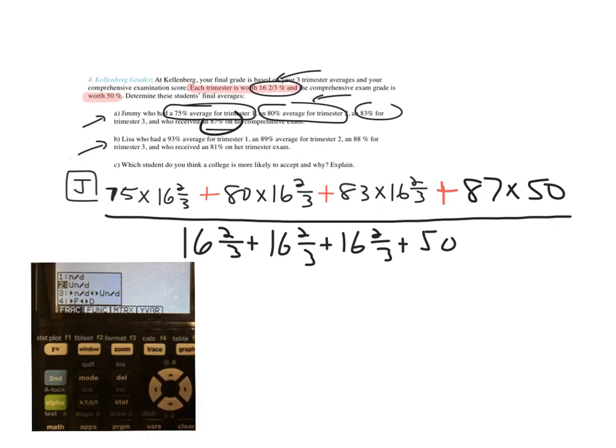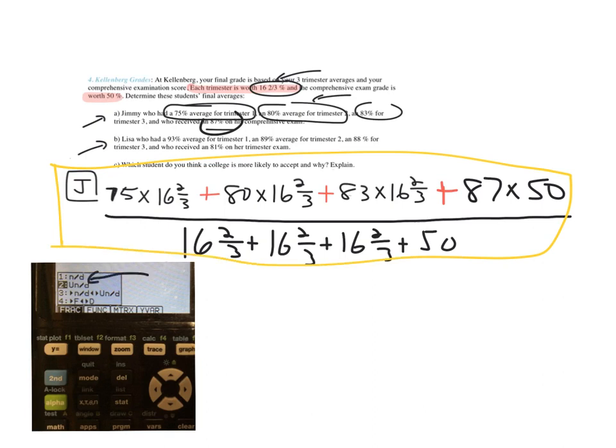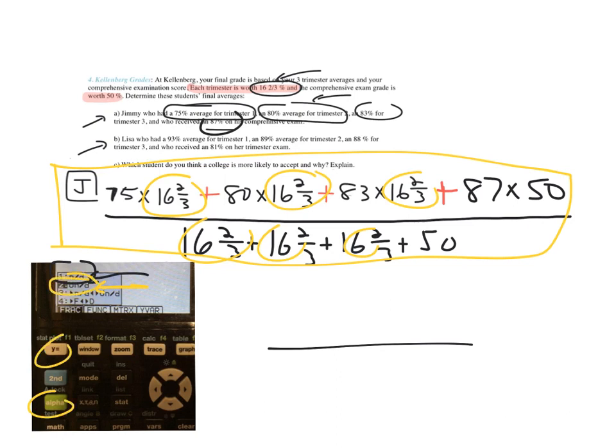Now we have to type this expression into our calculator, and since the entire formula is a fraction, we'll go to option 1 to create a fraction template. But then when we have to type in these mixed numbers, the 16 2/3, here you want to go to alpha y equals, and then you want to choose option 2 for the mixed number template. So take a moment, enter this entire expression into your calculator to calculate Jimmy's average.